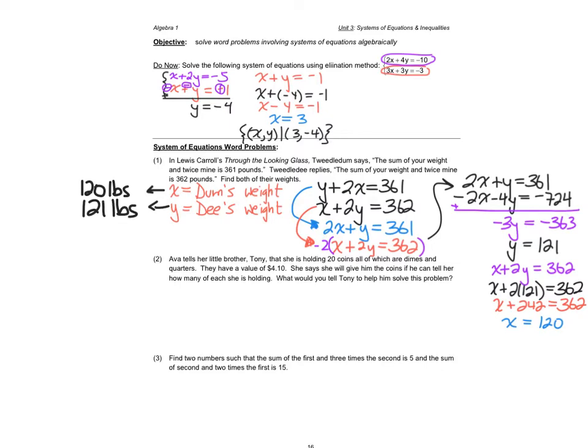All right, so, you know, just do a spot check. The sum of your weight and twice mine. So 121 plus twice 120. So, yeah, that does equal 361. So it does seem to work. All right.